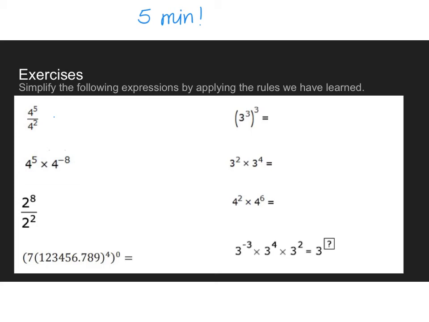All right, for this first one, we have the same base and we are dividing, so you are just going to subtract the exponents. 5 take away 2 is 3. Give me a thumbs up if you got that correct.